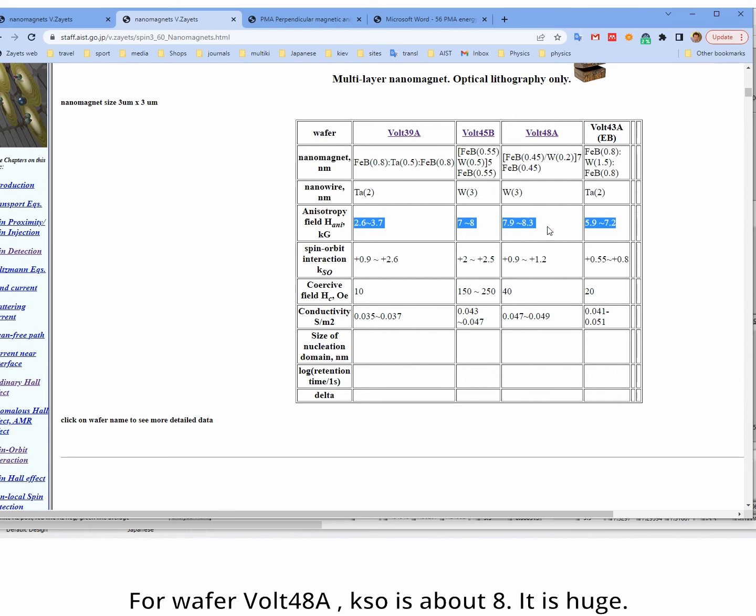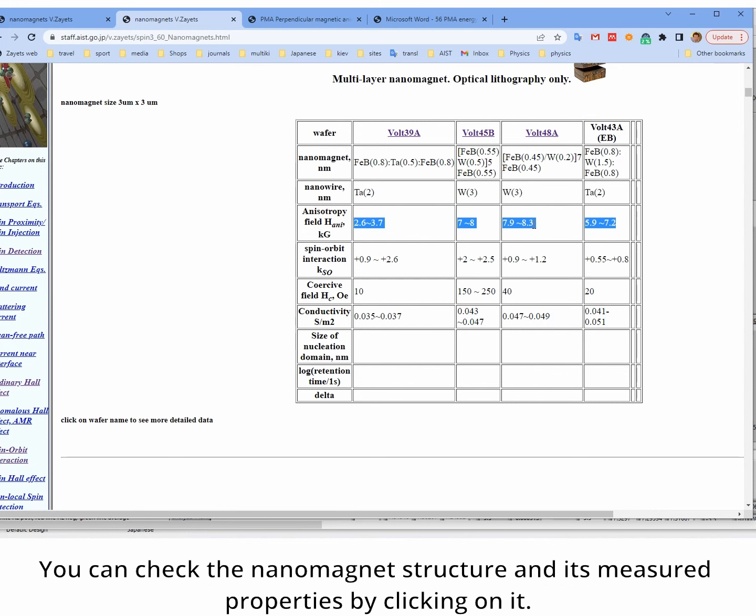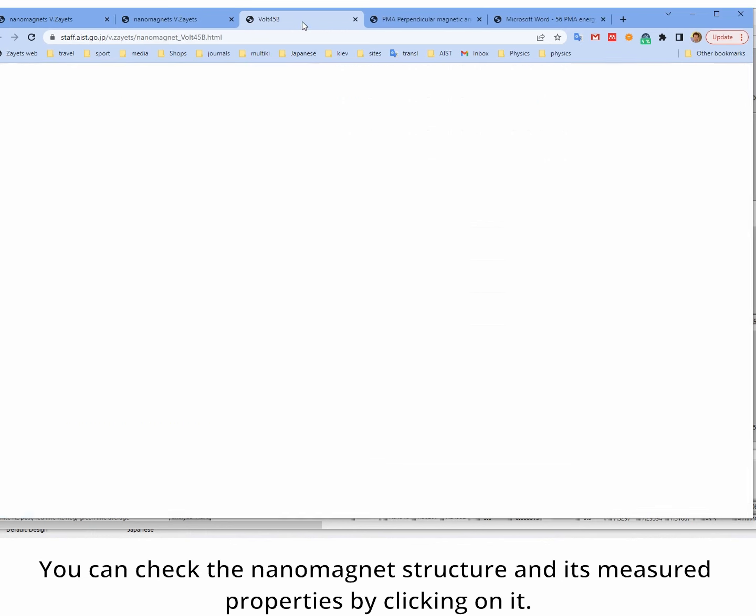For wafer Ha.05a, coefficient of spin-orbit interaction is about 8. It is huge. You can check the nanomagnet structure and measure property by clicking on it. For example, this one.